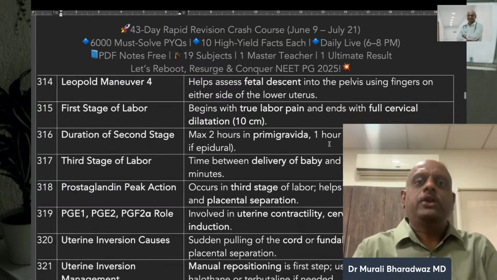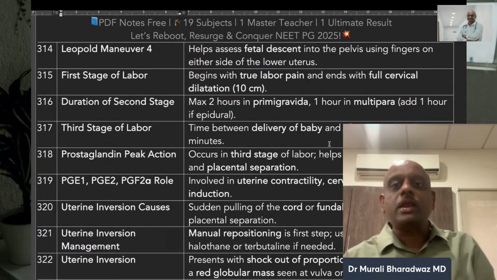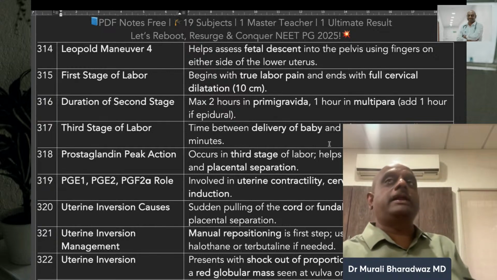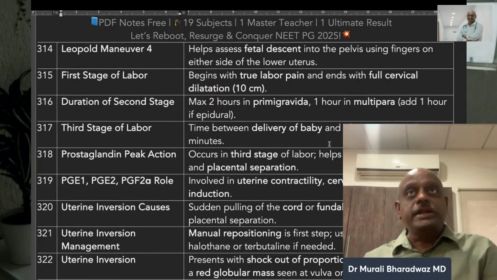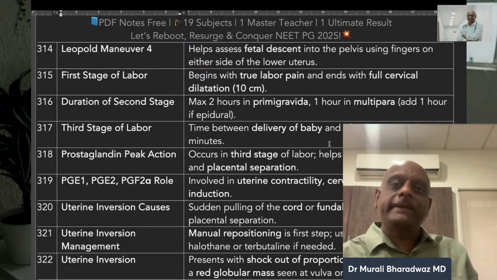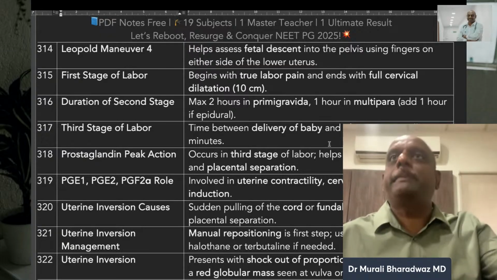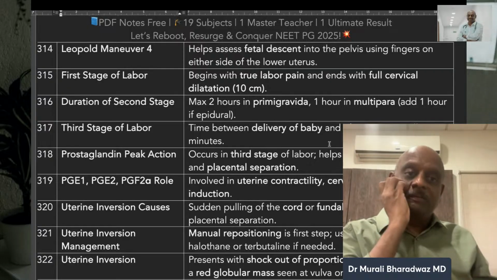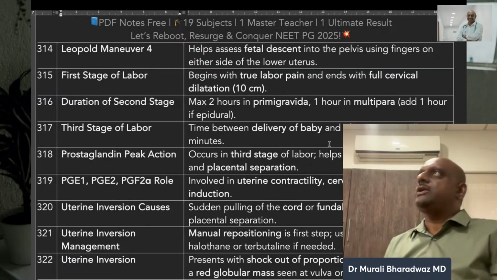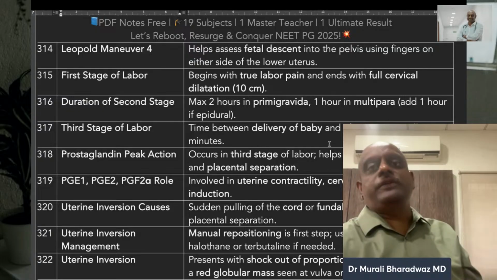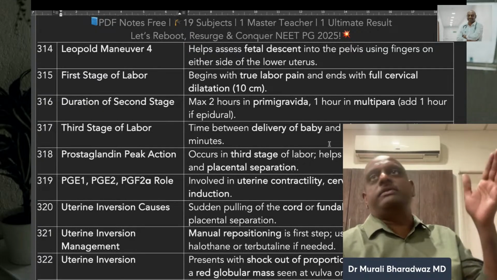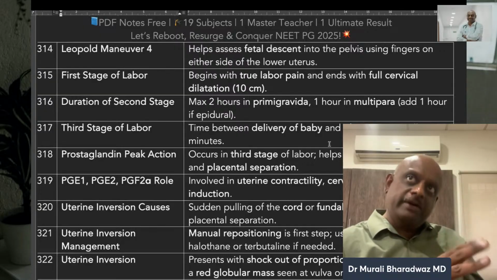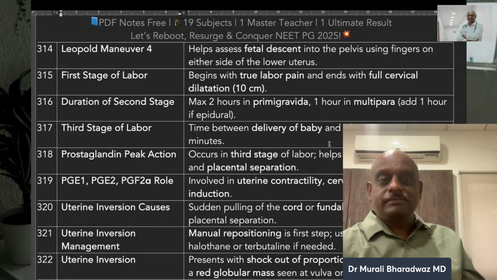That's the point. Now, what is the first stage of labor? It begins with true labor pain. You have false labor pain and true labor pain. So it starts with true labor pain and ends with full cervical dilatation of how much? 10, right? And what is the duration of the second stage of labor? Maximum 2 hours if it is primigravida, and 1 hour in the case of multigravida, right?